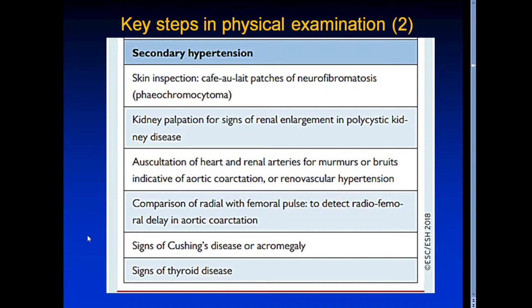Skin inspection. Look out for patches of neurofibromatosis, which is associated with pheochromocytoma. Kidney palpation for signs of renal enlargement in polycystic kidney disease. Auscultation of heart and renal arteries for murmurs or bruits indicative of aortic coarctation or renovascular hypertension. Comparison of radial with femoral pulse to detect radiofemoral delay in aortic coarctation. Signs of Cushing disease or acromegaly. Signs of thyroid disease.